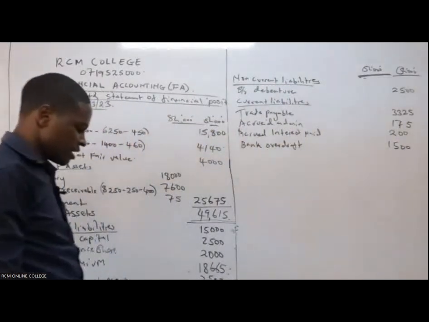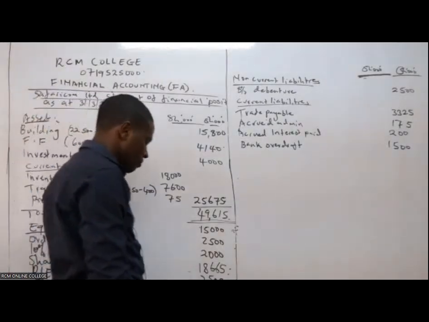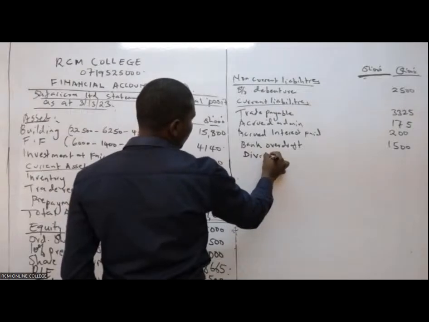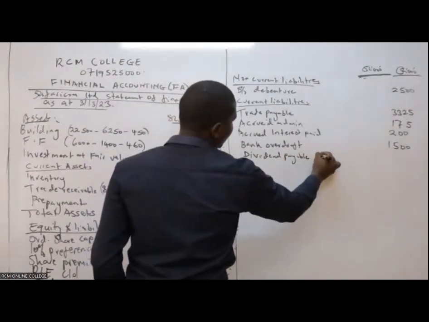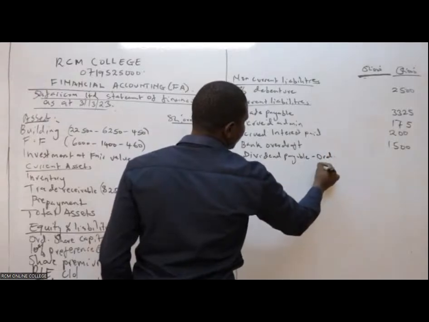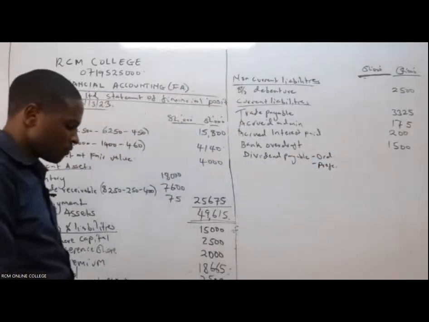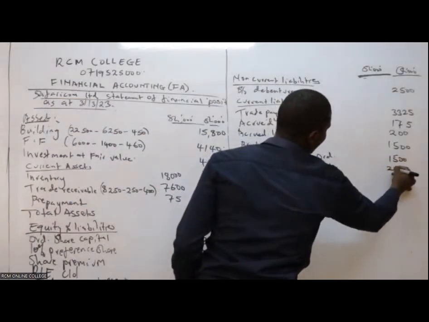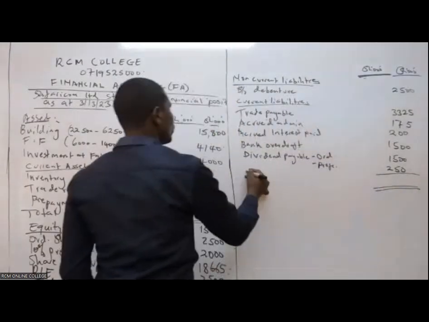Then the last thing is the dividend payable to ordinary share and preference share. Dividend payable. Ordinary shareholders were paid, and preference shareholders were also paid. It was 1,500 and 250. Please get for me the total equity and liability.